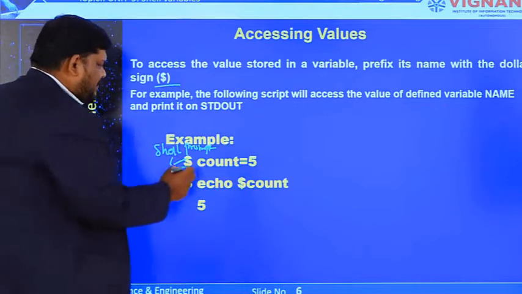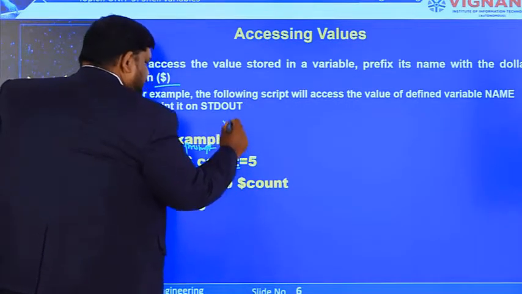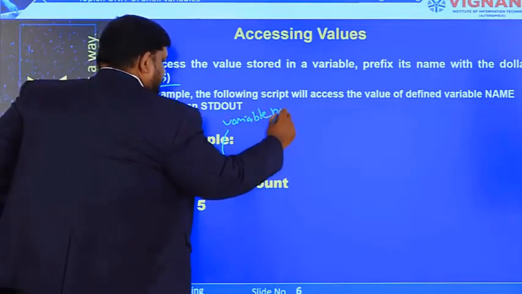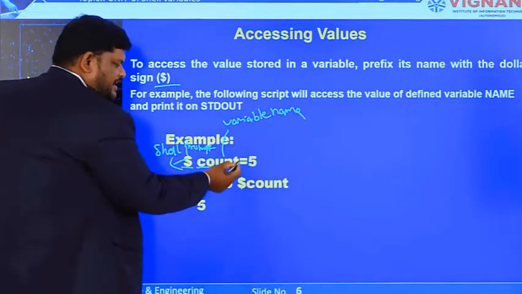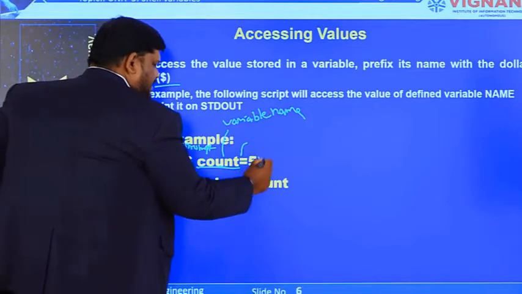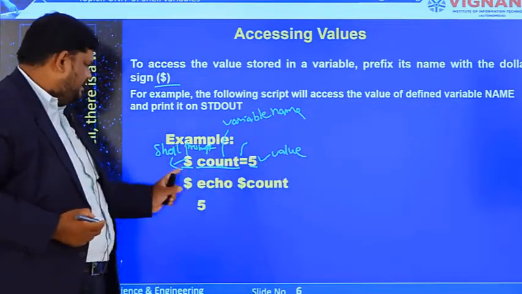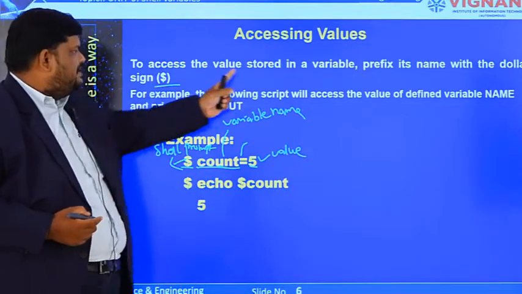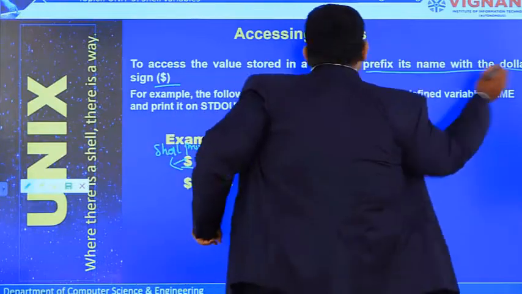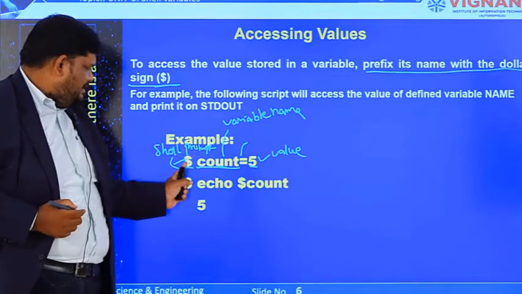So this indicates the shell prompt. After that we are writing here the variable name, without any white space character. So the equals sign is the assignment operator and 5 indicates the value. This is the first line we are writing here. This is the shell prompt, not what we are saying here: prefix its name with the $ sign. So this is not that $ sign. This dollar indicates the shell prompt.